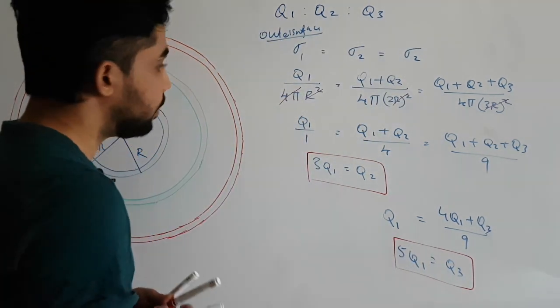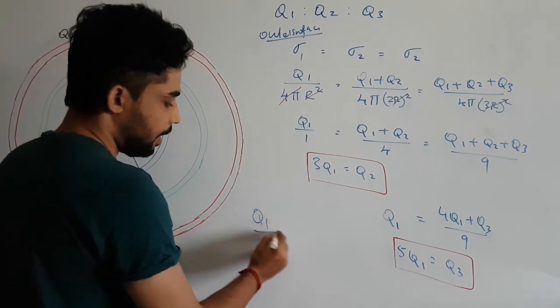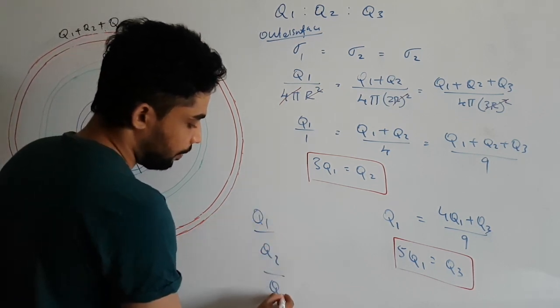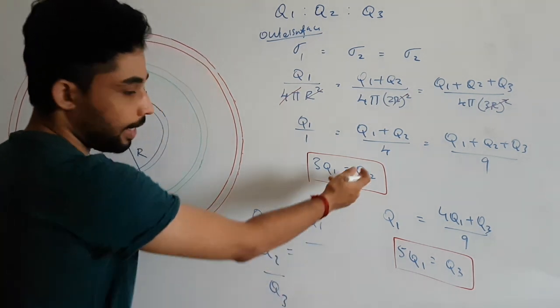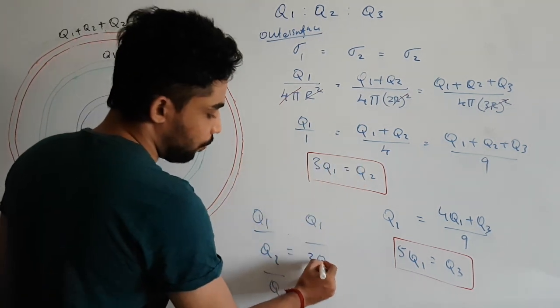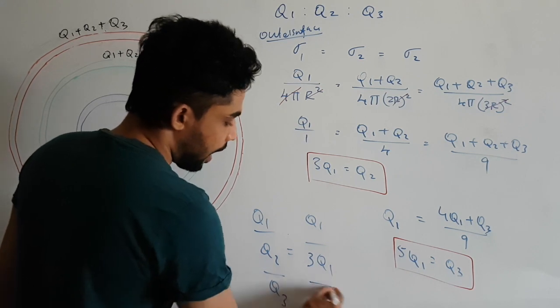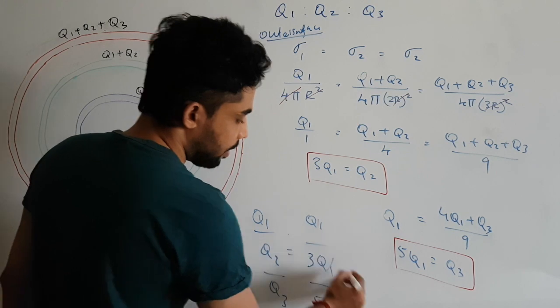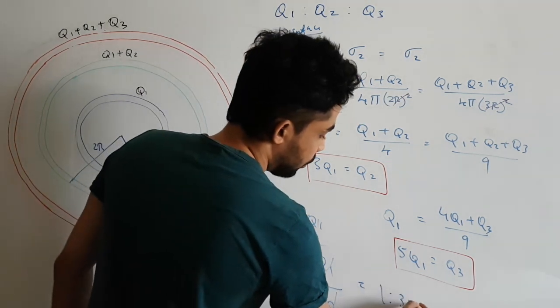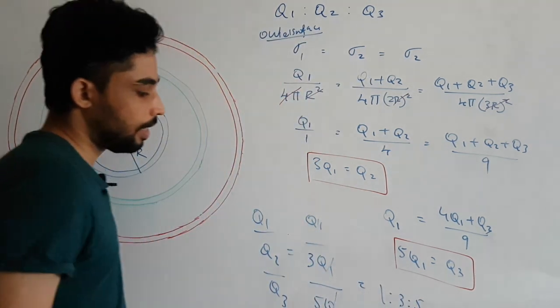Because they have asked the ratio q1 to q2 to q3, q1 stays as it is, q2 I can write in terms of q1 as 3q1, and q3 I can write in terms of q1 as 5q1. So this q1 cancels and you will get 1:3:5. So this is the correct answer.